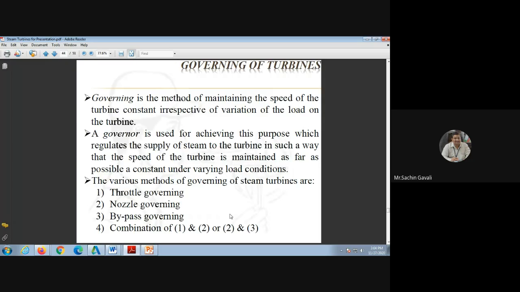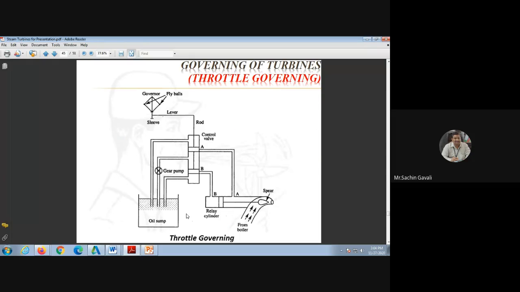ओके, आता गव्हर्निंग ऑफ टर्बाईन आपल्याला सिलेबसला नाही तरी पण पुढच्या वेळेस तुम्हाला टर्म मध्ये आहे. गव्हर्निंग म्हणजे स्पीड कॉन्स्टंट कसं मेंटेन करायचं, तर त्यामध्ये 3 मेथड्स आहेत: थ्रोटल गव्हर्निंग, नोझल गव्हर्निंग आणि बायपास गव्हर्निंग. तर स्टीमचा फ्लो कंट्रोल करून आपण स्पीड ऑफ टर्बाईन कंट्रोल करू शकतो. जर टर्बाईनचं स्पीड वाढलं तर गव्हर्नरच्या साह्यानं स्टीमचा फ्लो कमी करायचा आणि टर्बाईनचं स्पीड कॉन्स्टंट ठेवायचं.